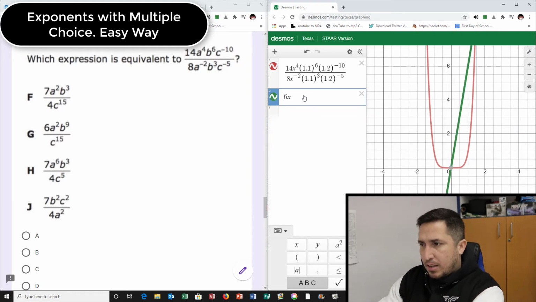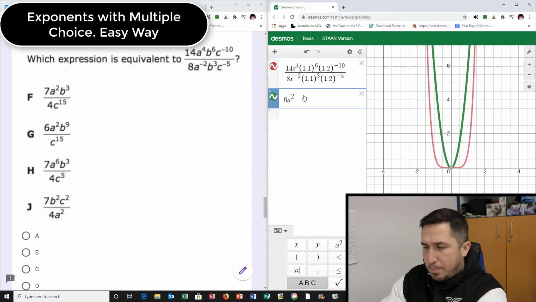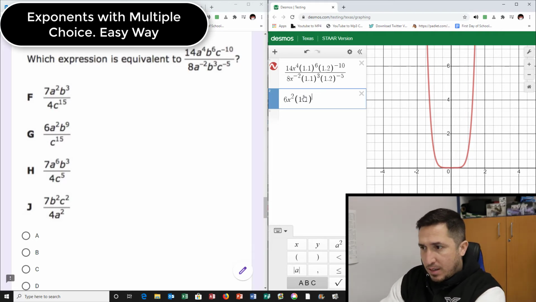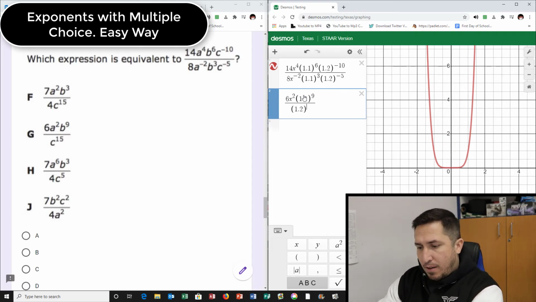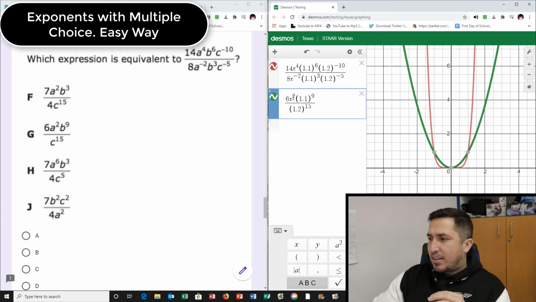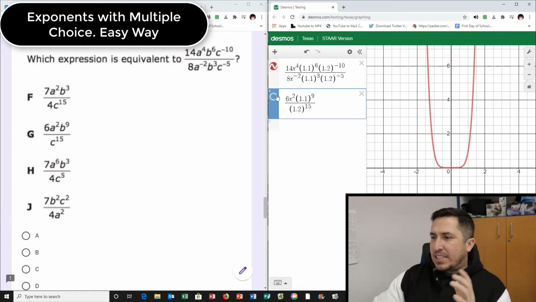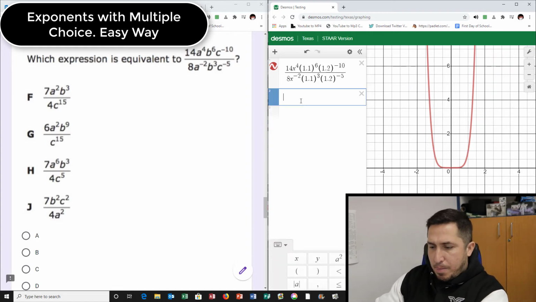6x to the second, 1.1 to the 9th, over 1.2 to the 15th. How does that look? Nope, there's a difference. It's not him. Get him out of here. All right, let's go to choice C.